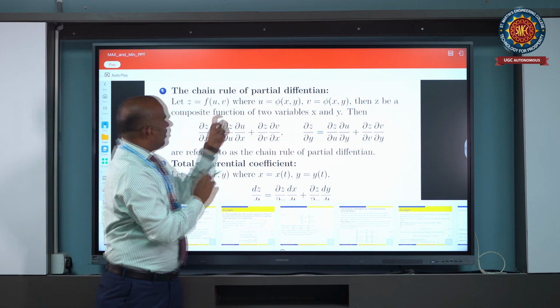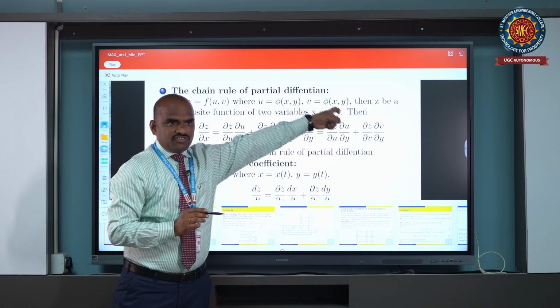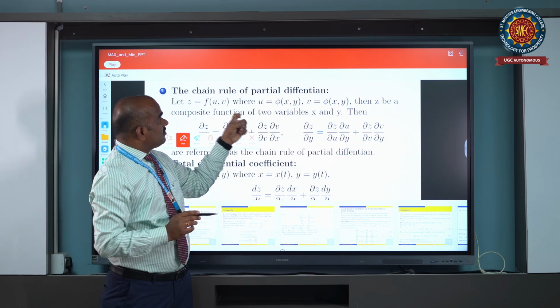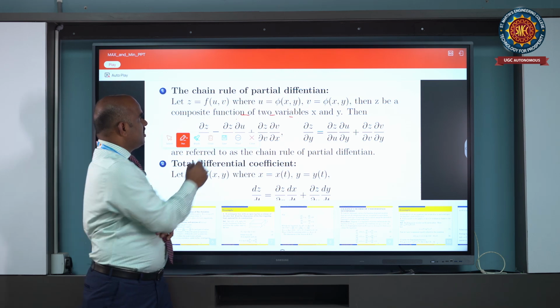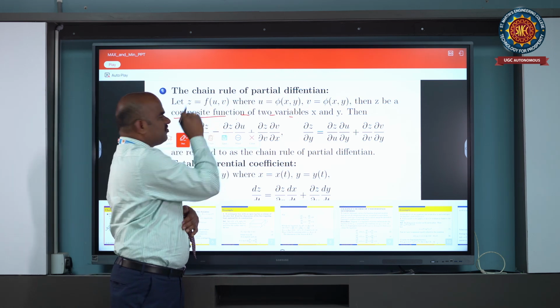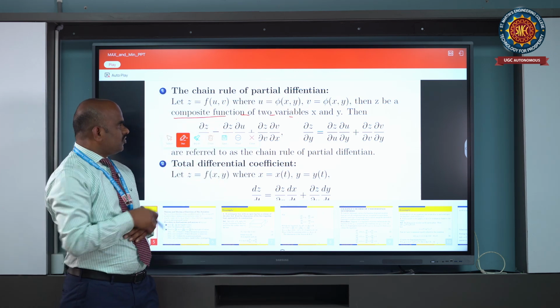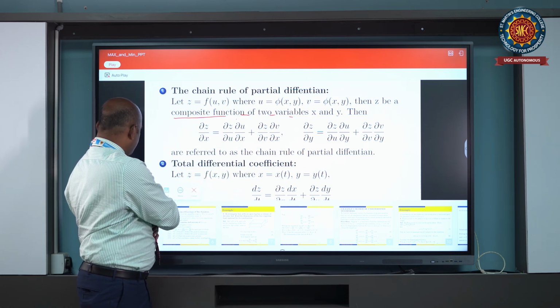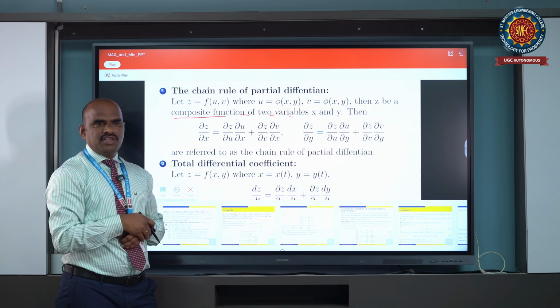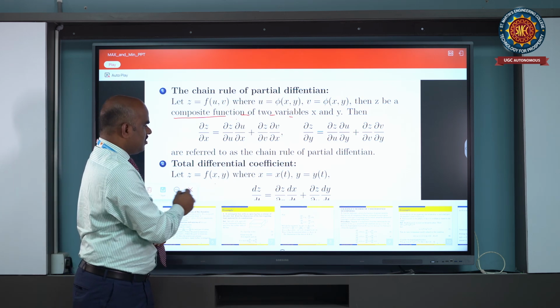So, here z is not a direct function of x, y. This is called the composite. z is a composite function of the two variables x, y. So, in this case, how to evaluate the partial differentiation?